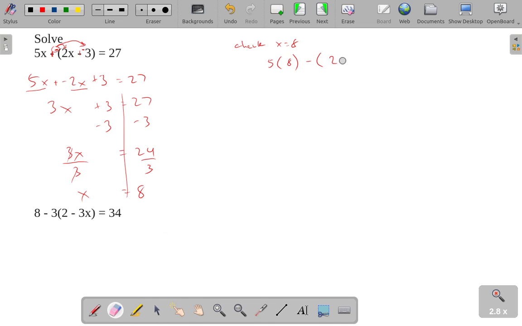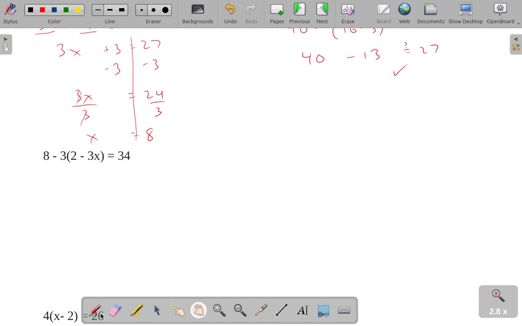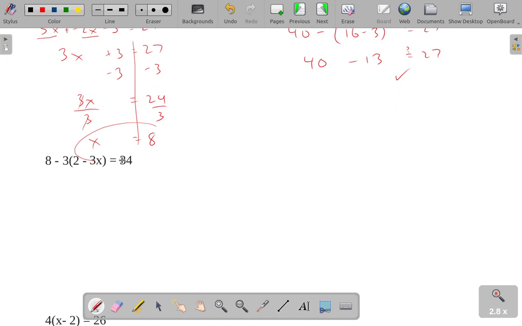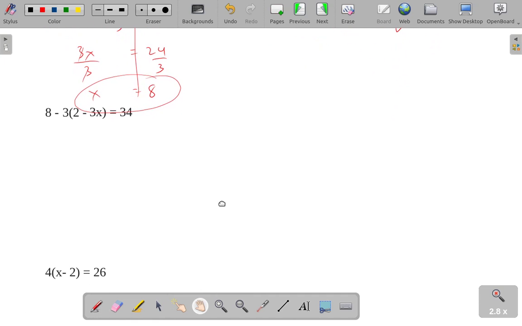So we get 5x minus parentheses, then we have 2 times x minus 3 equals 27. So 2 times x, that's 2 times 8 in this case, that's 16. 40 minus parentheses 16 minus 3 equals 27. We're checking to see if this is true. So 40 minus 13 equals question mark 27. That is a true statement. So I verified that this x equals 8 is the solution.